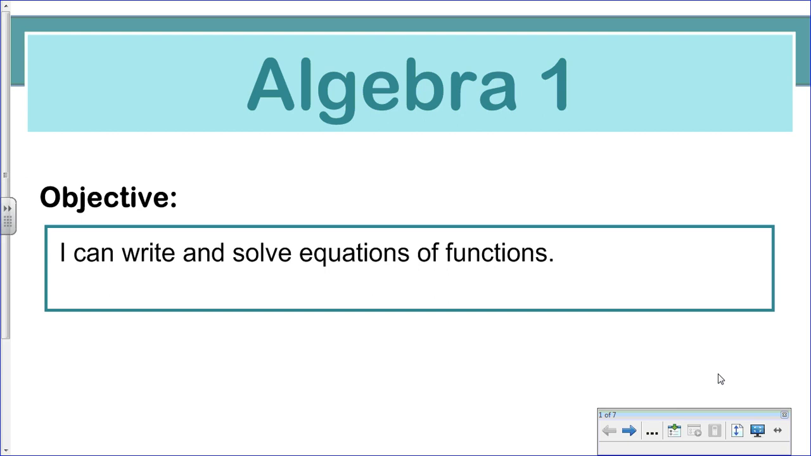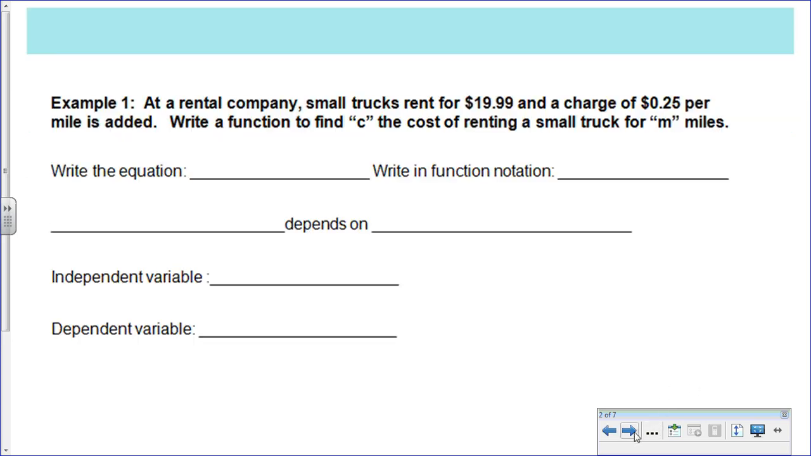The objective of this lesson is to write and solve equations of functions. Example 1. At a rental company, small trucks rent for $19.99 and a charge of 25 cents per mile is added. Write a function to find C, the cost of renting a small truck for M miles.